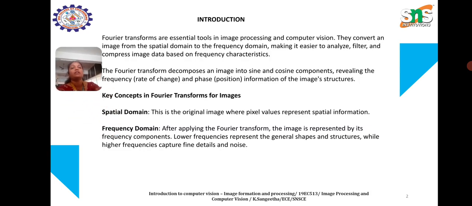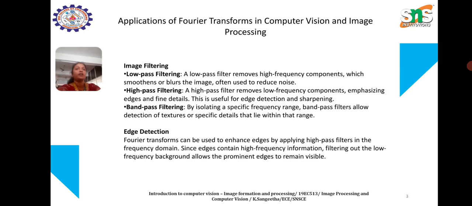So the main concepts in Fourier transform for images are: the spatial domain, which is the original image where the pixel values represent spatial information, and the frequency domain. After applying the Fourier transform, the image is represented by its frequency components. In the frequency domain representation, low frequencies represent smooth regions, that is gradual intensity changes, and high frequencies represent sharp transitions. For visualization, the magnitude spectrum shows the strength of the frequency components. The phase spectrum contains information about the spatial structure of the image.